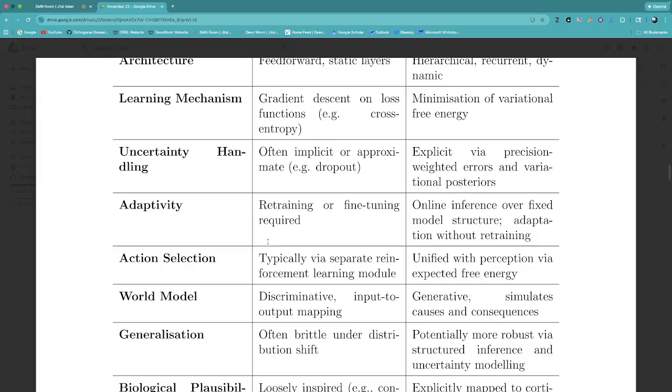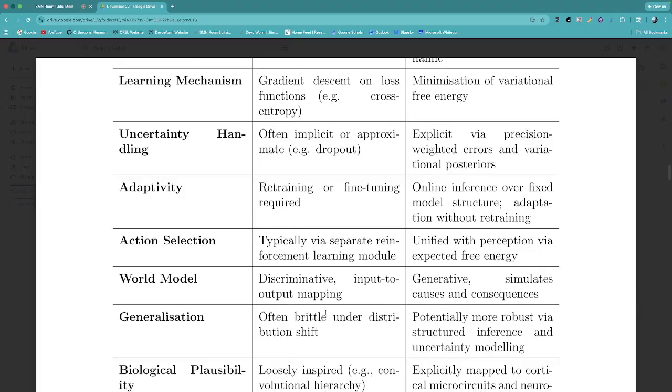And it's integrated with that model in the sense that it's all taken into account as part of that experience. World models. In deep learning, we have discriminative input to output mappings. In active inference, we have generative world models, which simulate the causes and consequences of things. I don't know if that's necessarily true for deep learning, where you have simply input to output mappings. I don't know if it would be the world model. Maybe it would be the world model.